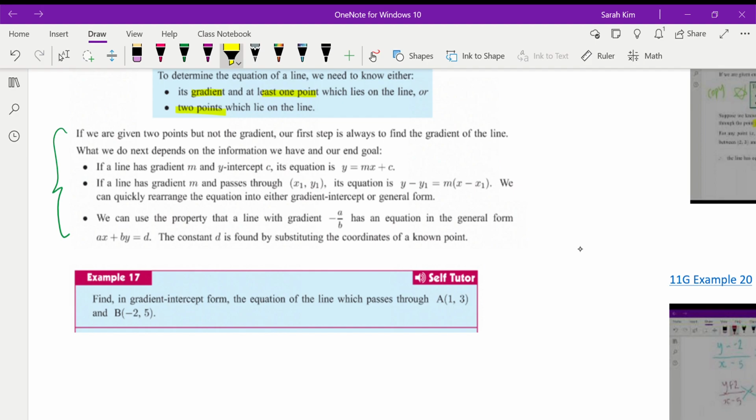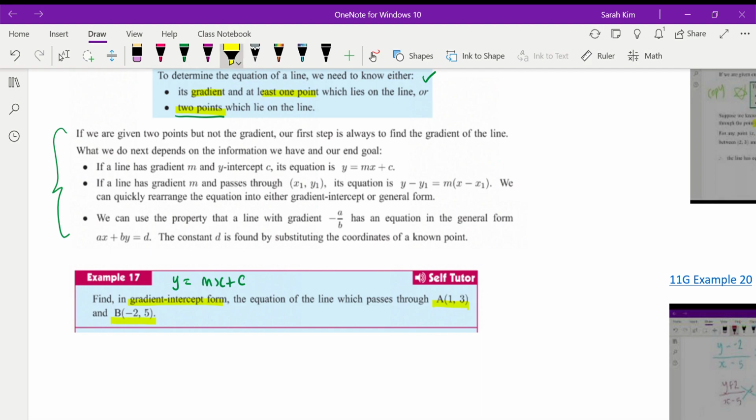So find the equation in gradient-intercept form. Now we know that this means we want it to look something like this. The equation of the line, we want it to look like the general form like this, which passes through these 2 points. So as we can see, we know 2 points, so we should be able to find the equation of the line. So we'll give it a go.